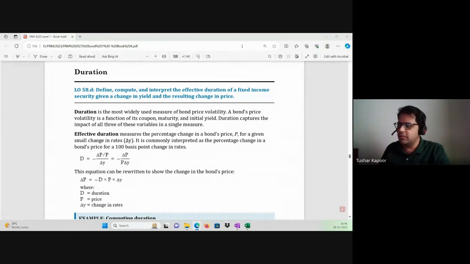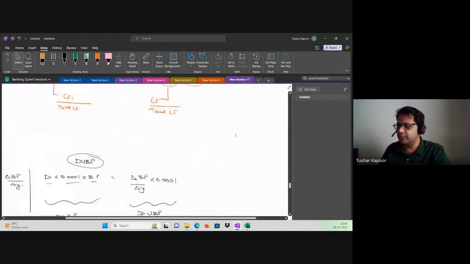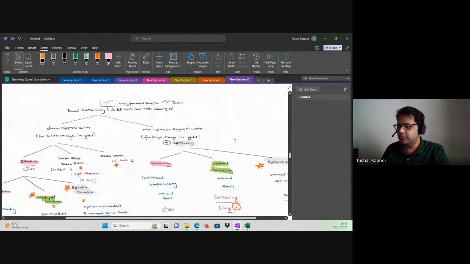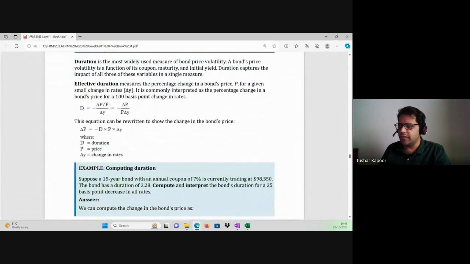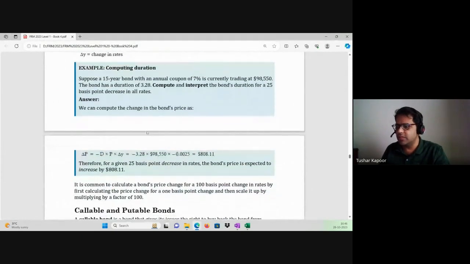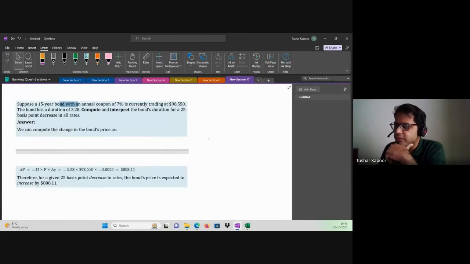So for duration, we have referred to this particular diagram. With that, let's solve one of the questions. So effective duration. Okay, let's start with the direct question. Suppose a 15-year bond with an annual coupon of 7% is currently trading at 98,550.